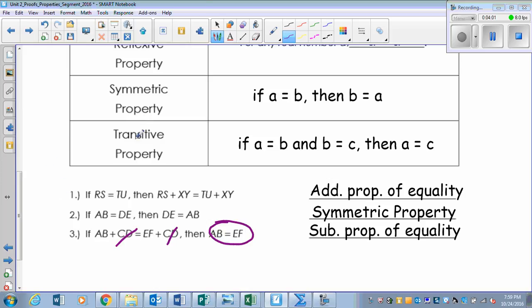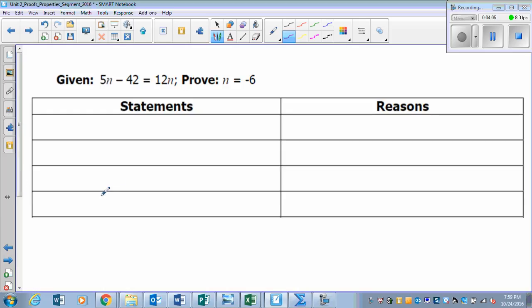All right, so we are going to practice. I want you to get out a piece of paper, and I want you to go through the given statement or the given equation and write down your statements. Now the statements is going to be you solving step by step. Make sure you go step by step, and then the reason is going to be your properties. So take a couple minutes to do that right now. Pause the video, and when you are done, start the video again.